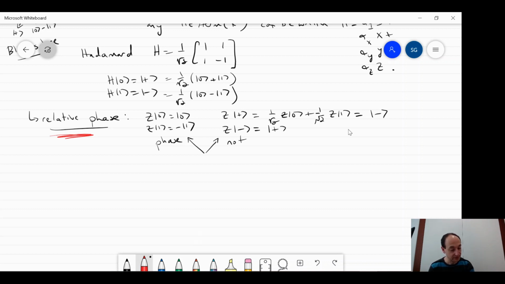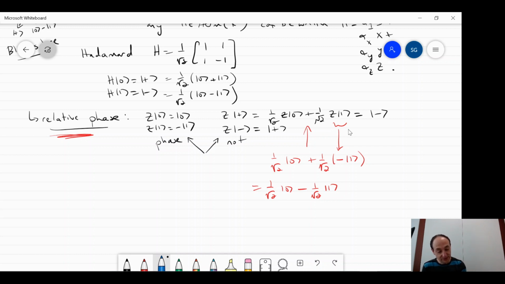Now, with that said, why did I write relative phase? Well, it's because over here, when I look at this state, it's 1 over root 2 times 0 plus 1 over root 2, and now Z times 1 is just minus 1, by definition of Z. And this is a relative phase because I have a minus sign in here now: minus 1 over root 2. The point is that I can't just factor the minus out. No matter what I factor out as a scalar in front, that phase doesn't disappear. That's a relative phase.